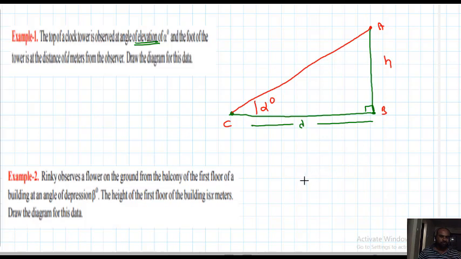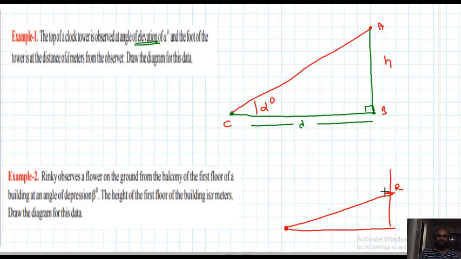Next problem: Rinki observes a flower on the ground from the balcony of the first floor of a building at an angle of depression of beta degrees. The height of the first floor of the building is x meters. Draw the diagram for this data. So this is the ground. This is the building. This is the first floor of the building. Rinki is here. The flower is here. She observes; this is a vision ray.